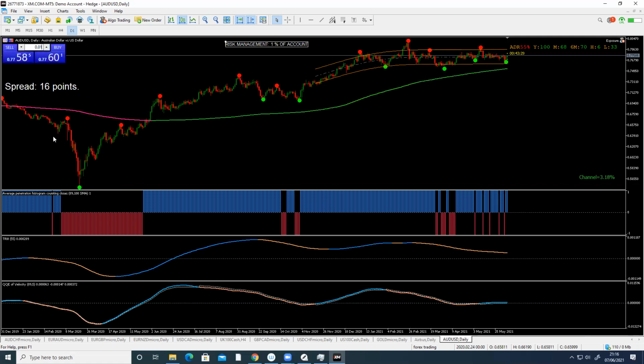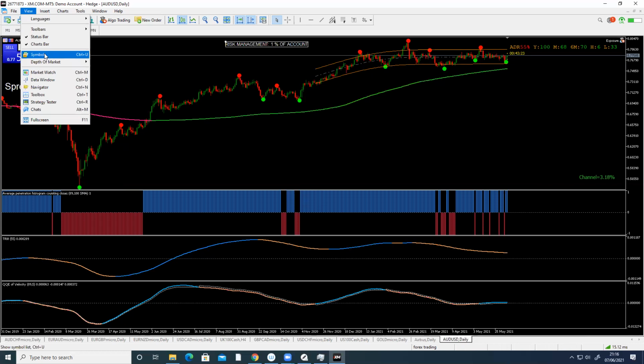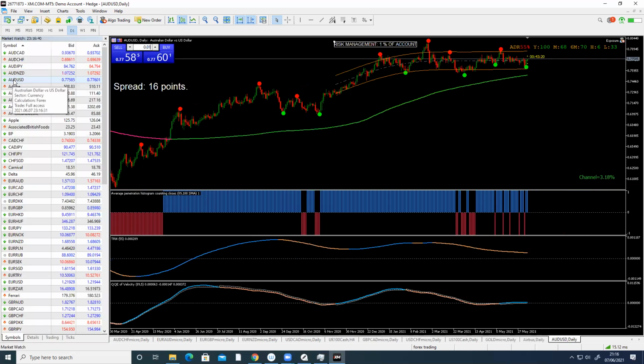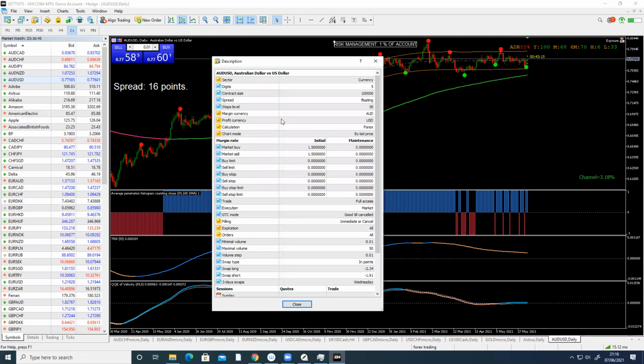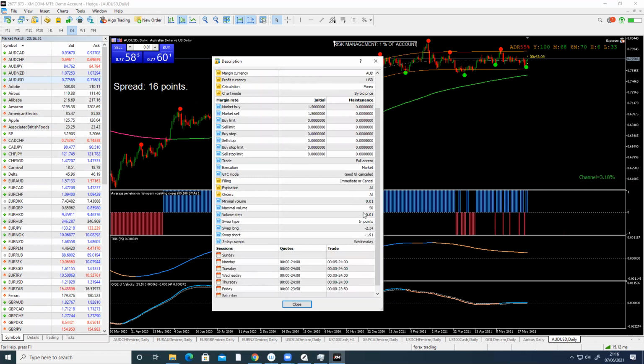But of course, let me tell you something. This is Aussie USD. For some of these, there's one step I need to go back. We're going to go back to Market Watch. I'm going to right click on Aussie USD and go to specification. When I go to specification, you're going to see the minimum you can trade. Look, the minimum volume step is 0.01. Can you see that? The minimum volume, not the volume step, is 0.01.